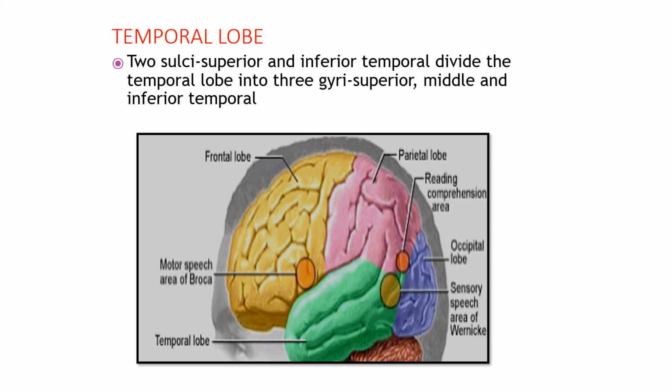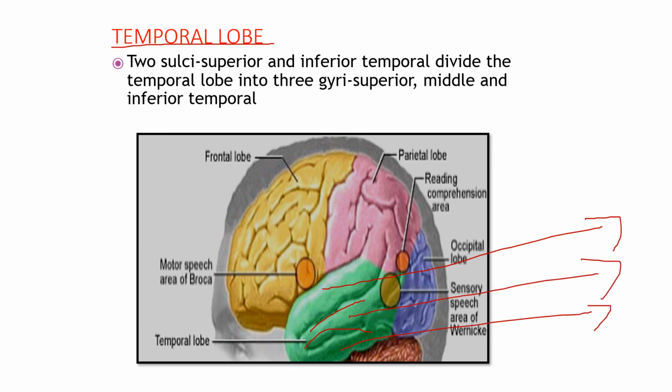Now we will continue with the sulci and gyri on the temporal lobe. In this green color is the temporal lobe. Two sulci, three gyri. Simple for us. Superior and inferior temporal sulci. The gyri are the superior temporal gyrus, middle temporal gyrus and inferior temporal gyrus.